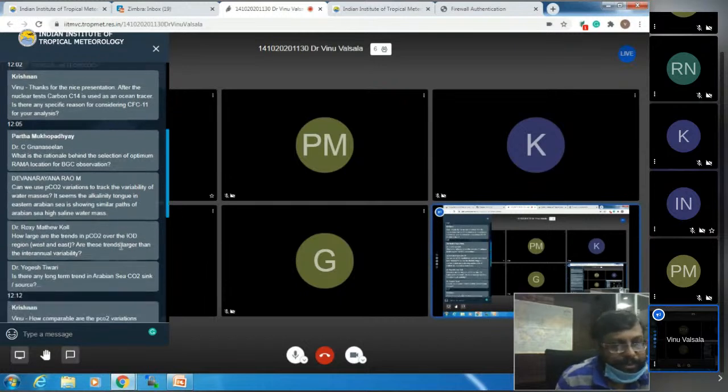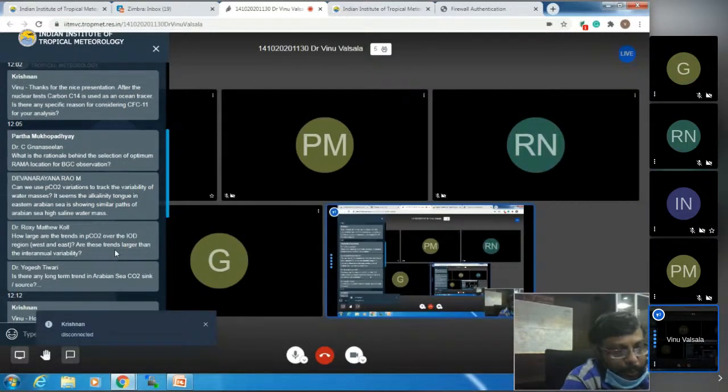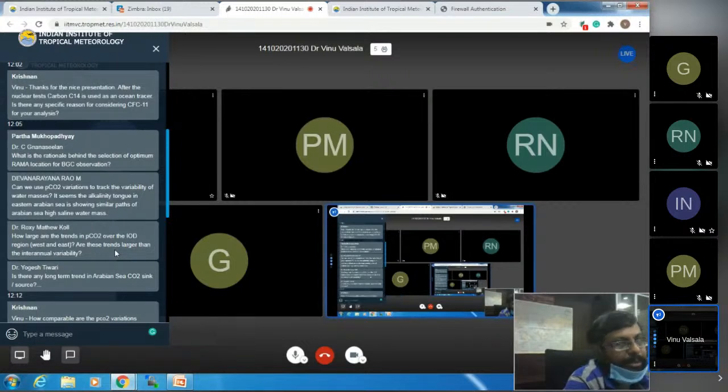Then Dr. Nabanarayan Rao asked, can we use pCO2 variation to track variability of water masses? I don't think it's a good idea because pCO2 equilibrates quite quickly with the atmosphere. So to track water mass variability, it is better to depend upon a tracer which doesn't change its concentration with time, at least in the interior. Besides, pCO2 is a pressure-dependent parameter. It is a partial pressure. So the depth of the water mass itself will change pCO2.